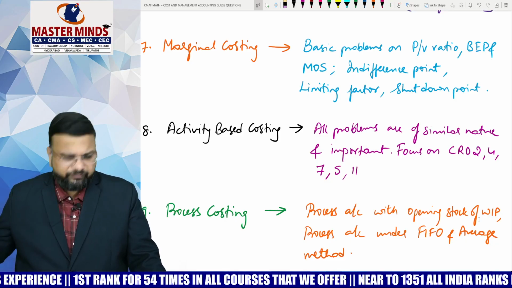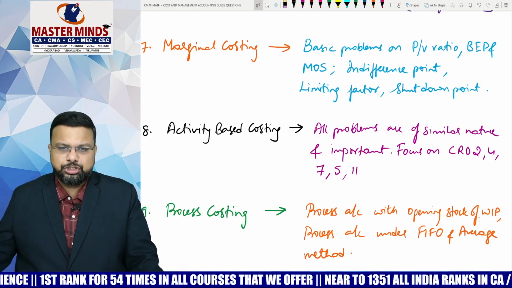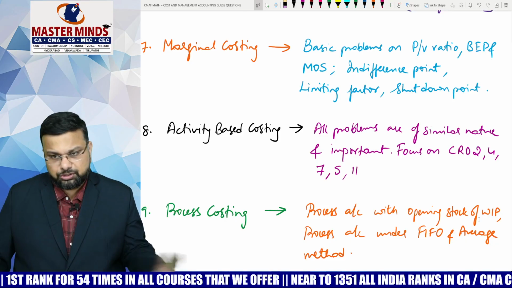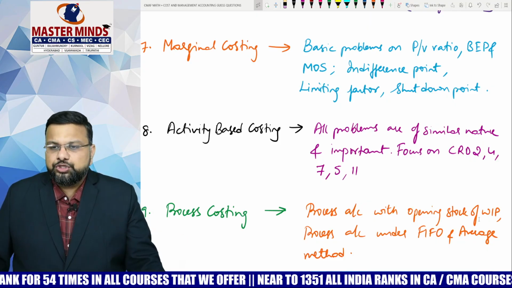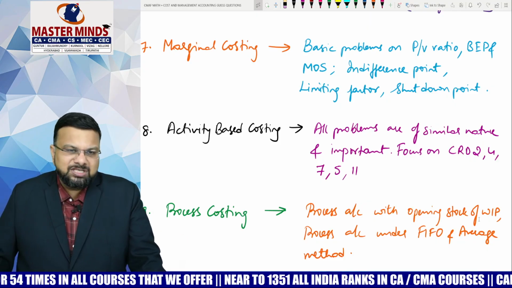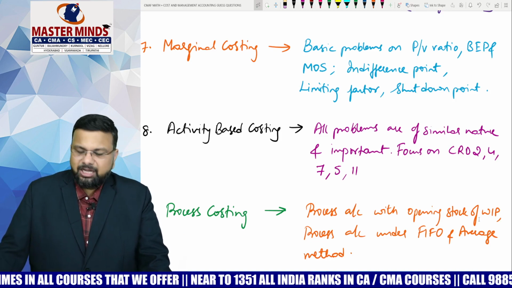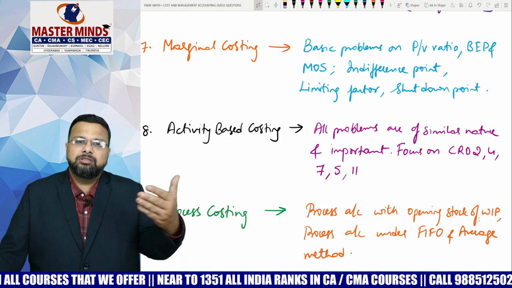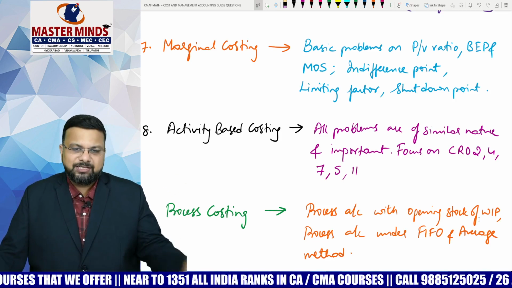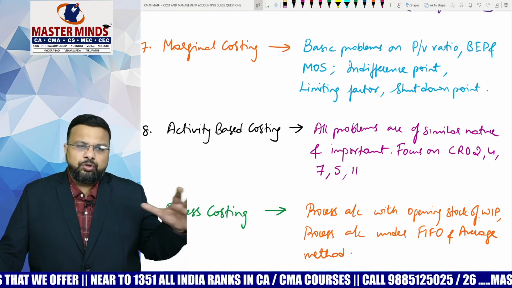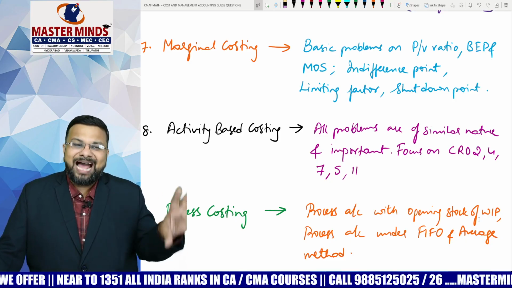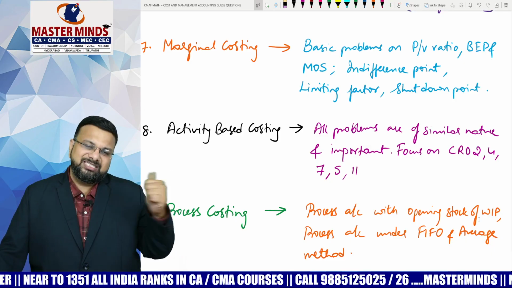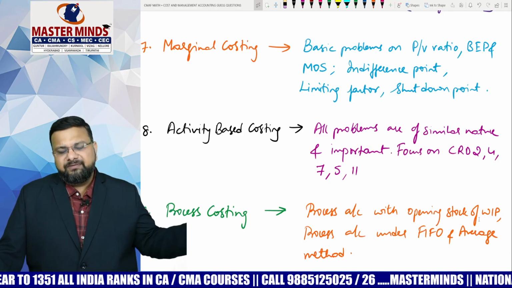If there are 10 questions in your material, 12 questions in the material, it's better to be thorough with all the 12 questions. And I have written which questions you need to focus on, especially CRD problems 2, 4, 7, 5 and 11. Students who are not thorough with Masterminds material, or don't have Masterminds material, please go through each and every question that is given in ICAI sources, not only the study material but also MTPs, previous papers, all those things.